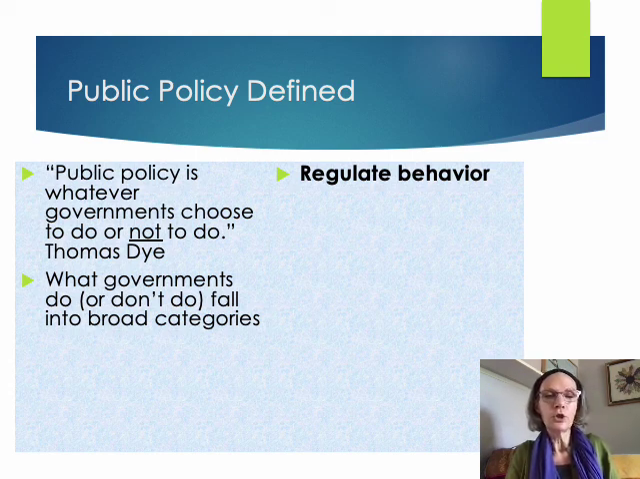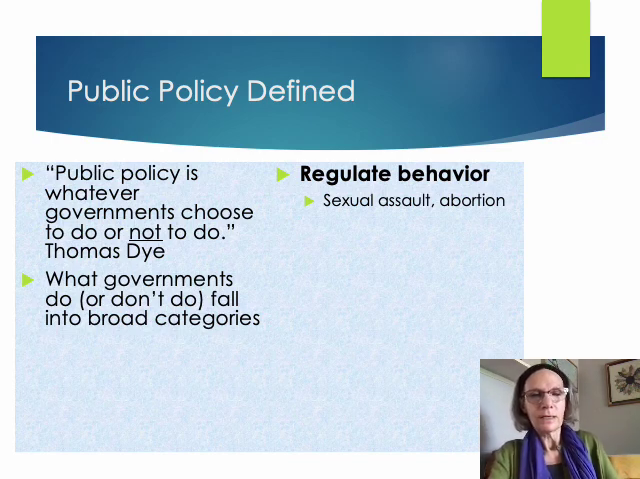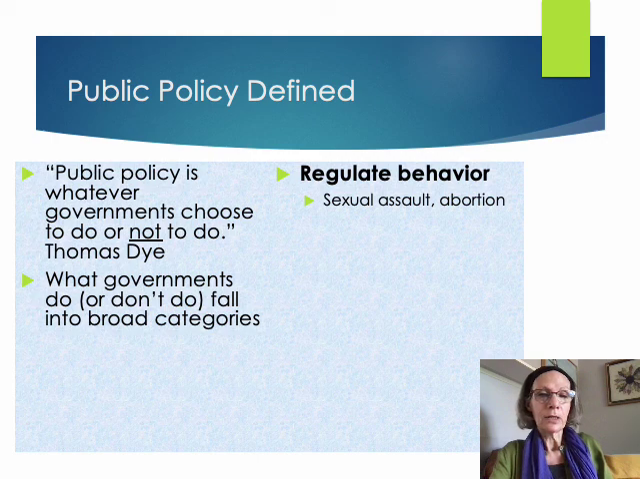What governments choose to do or not to do can have an impact on the type of behavior that you can engage in. Two examples that relate to what we're going to be learning about this semester are sexual assault and abortion. Government makes decisions about what kind of sexual behavior is considered legal and what kind is considered illegal. Sexual assault, rape, is a criminal behavior.